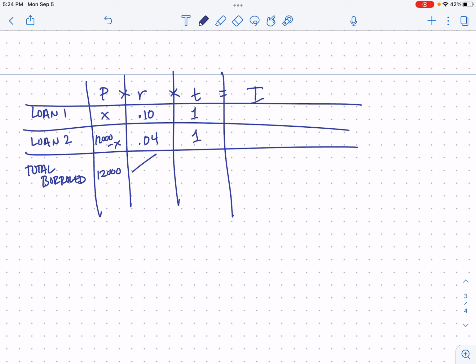Now notice we don't total the rates. It doesn't make sense to add those up. And because we're paying off these loans simultaneously, we're not totaling the time. But we do have a total amount of interest. It was $1,080.